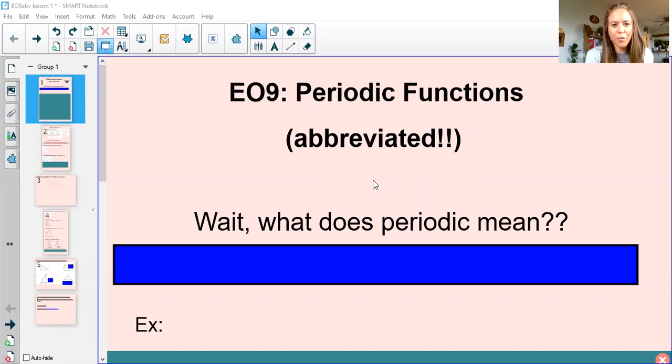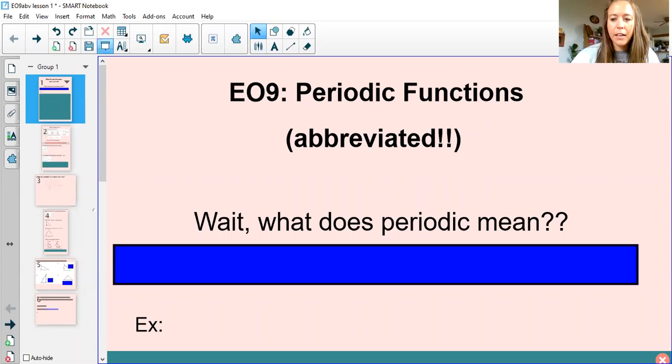We have now wrapped up Unit 8. Hopefully you've figured out all of that testing and see how we're going to do tests now, and we are diving in with Unit 9. Unit 9 is on periodic functions. It's an abbreviated unit since we are doing this remote learning, and who knows how much we're going to have to pare it down. So what does periodic mean?